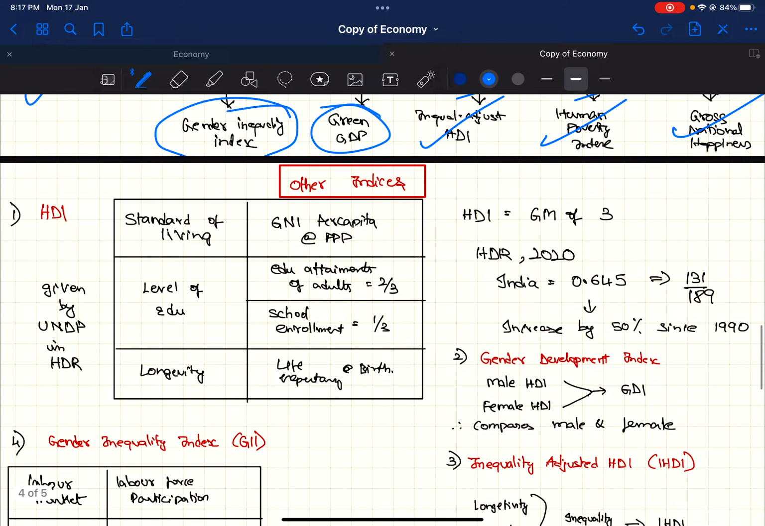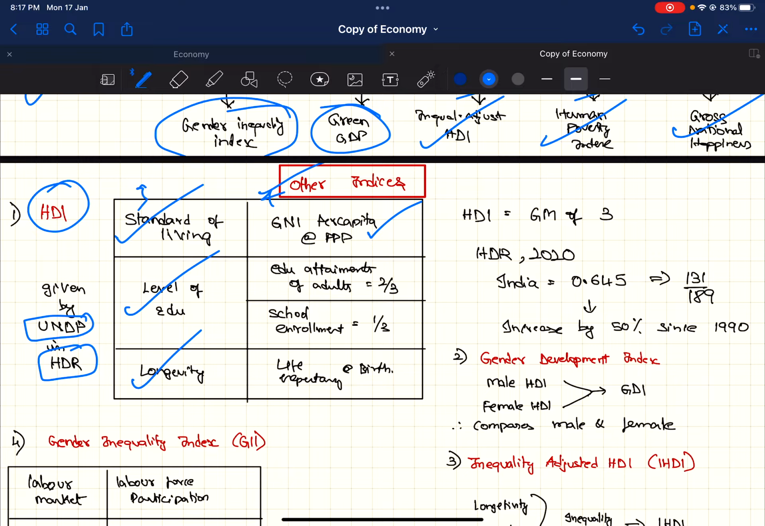Now let's look at the other indices. We have HDI. It is given by UNDP in the HDR, and it measures three dimensions and four things, which are standard of living, level of education, and longevity. Standard of living is measured by GNI per capita PPP, and level of education is given two-third and one-third weightage to education attainment of adults and school enrollment. Longevity is through life expectancy at birth.